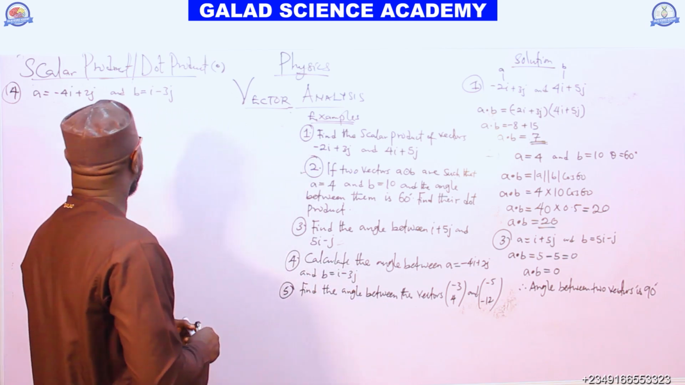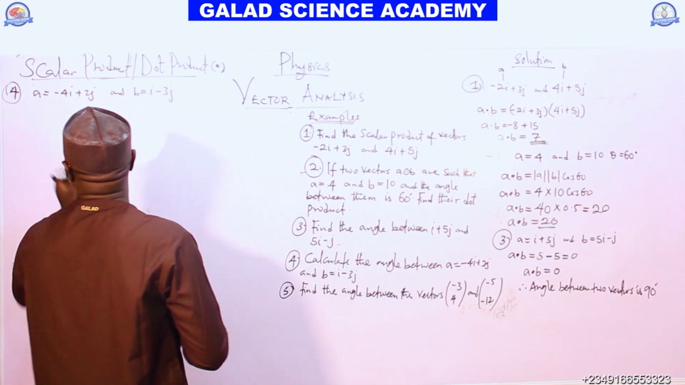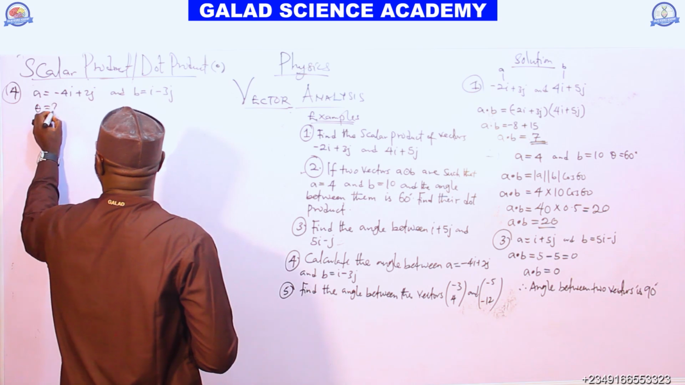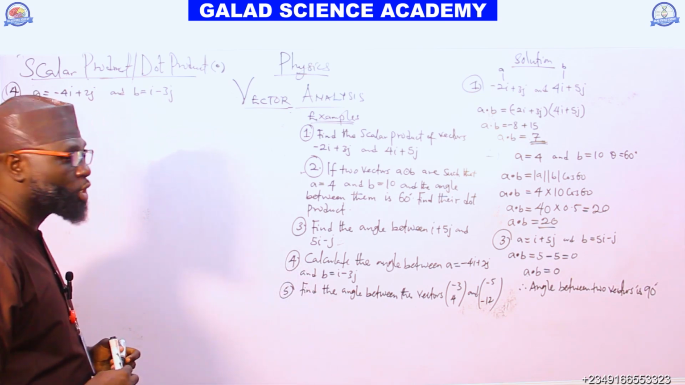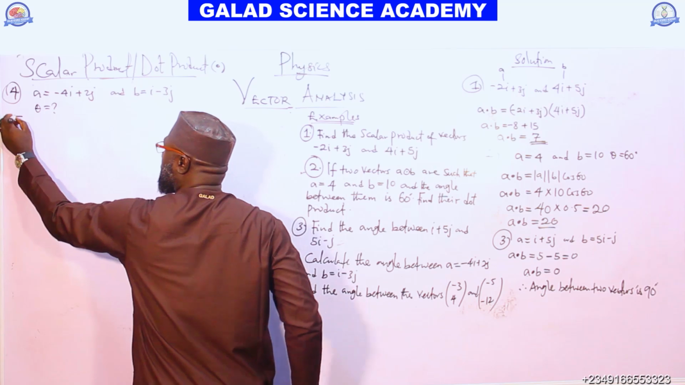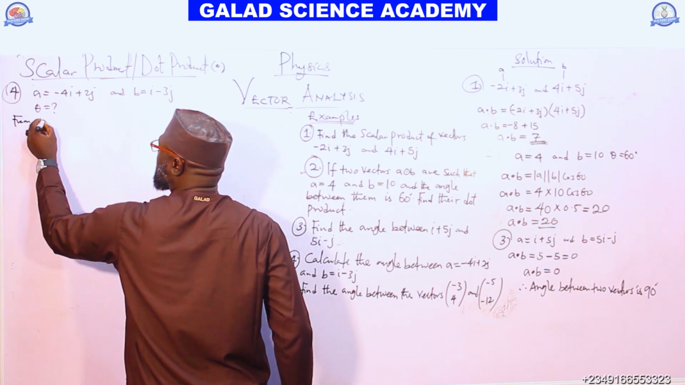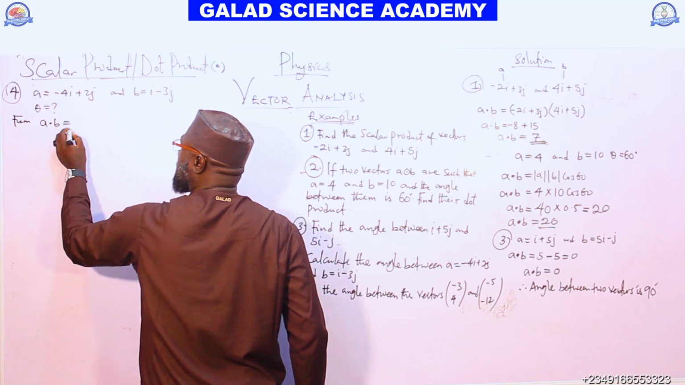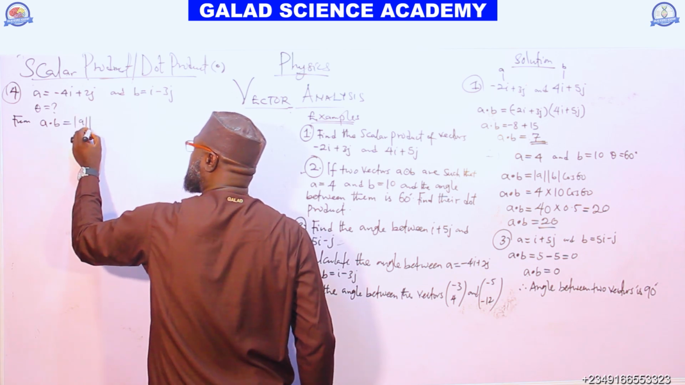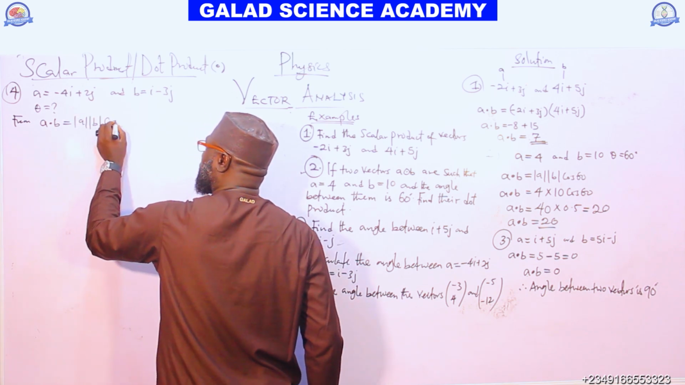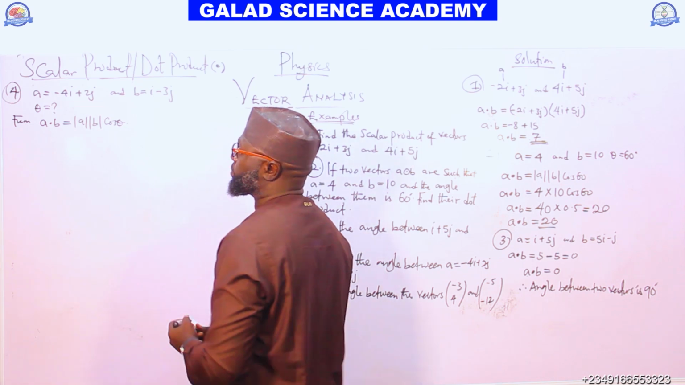We are now asked to find the angle between the two vectors. The angle theta is what we are asked to find. So you can now say, from the dot product, A dot B equals A magnitude times B magnitude times cos theta.